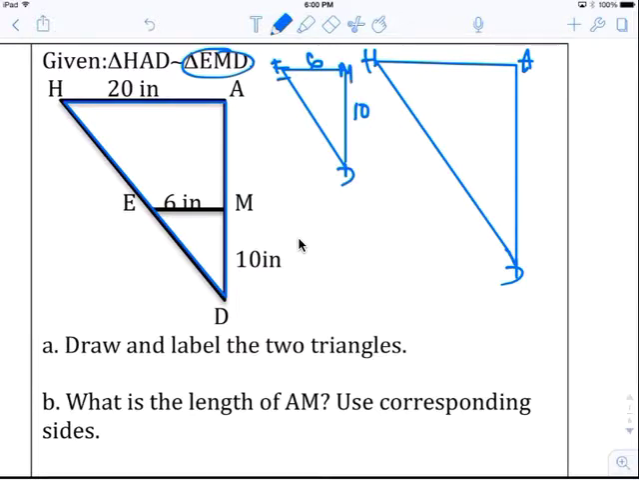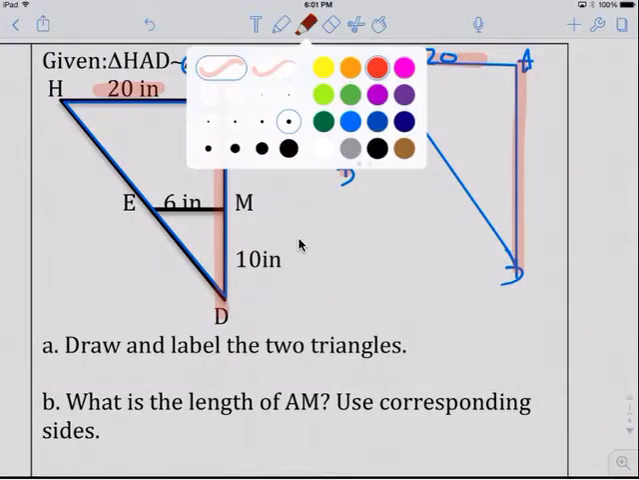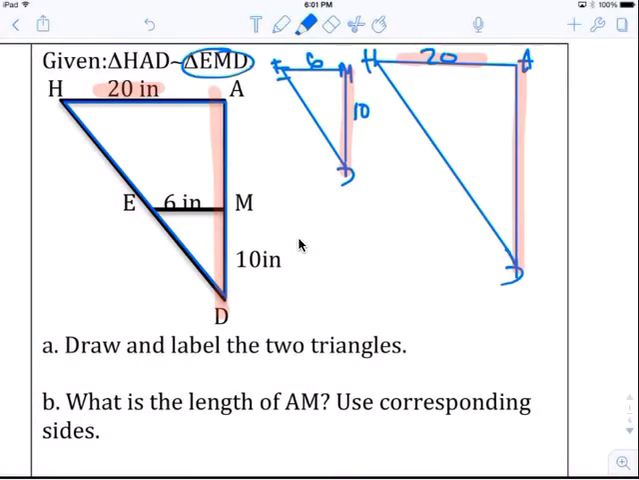Okay, we know this is 20 right here. And we know this, therefore we need to know this, the corresponding side. We don't know the whole thing because this part is missing right here. That part is missing, so we call this X. Therefore we put X equals AD. And whatever our answer is, we subtract 10. So X minus 10 is for MD.